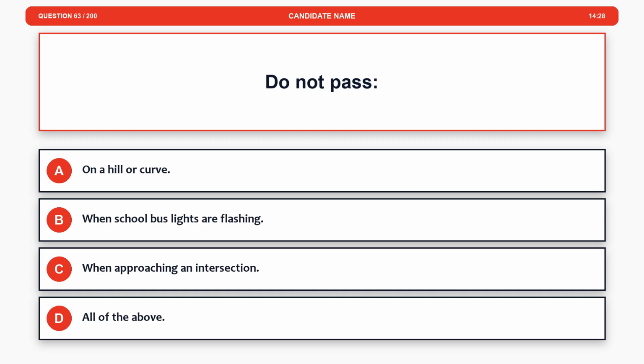Question 63. Do not pass. Option A, on a hill or curve. Option B, when school bus lights are flashing. Option C, when approaching an intersection. Option D, all of the above.